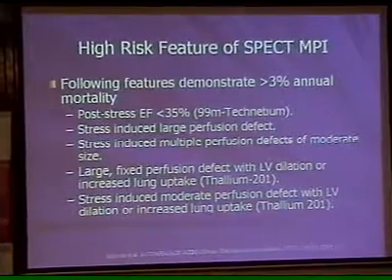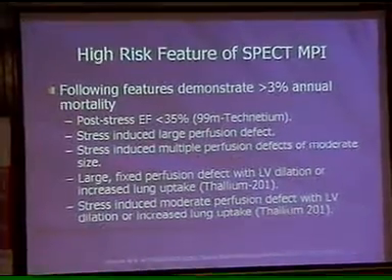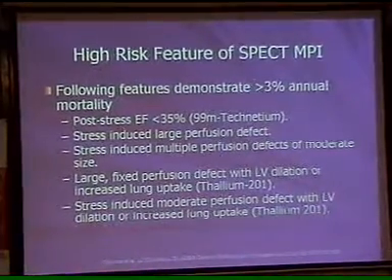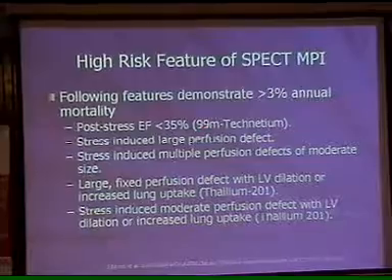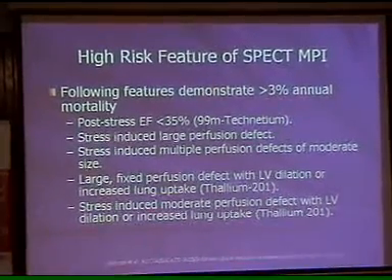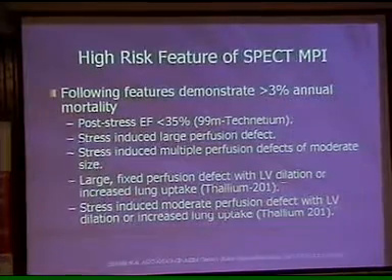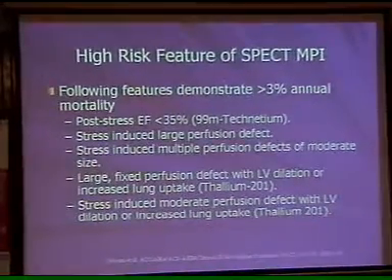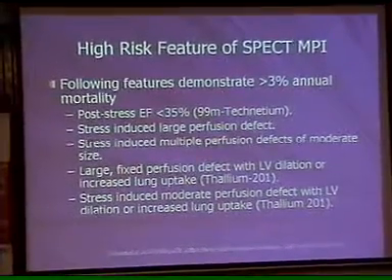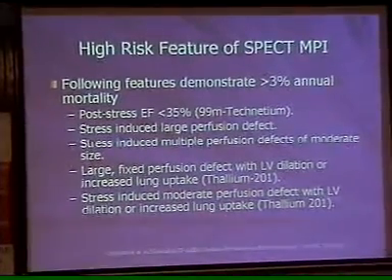High risk features of Thalium: the following features are demonstrated, and if you receive the report, you must go through these features. Then post-stress, what was the ejection fraction, how the ventricle behaved, whether it dilated, what kind of defects, whether fixed defects, dilatation was there. So if these things are present, that shows that the patient is at high risk or having severe coronary artery disease.